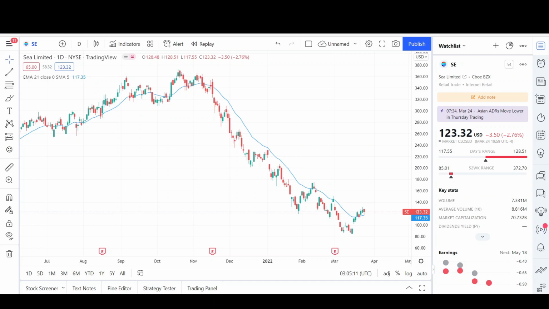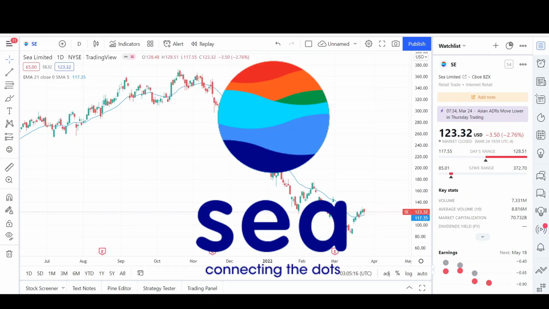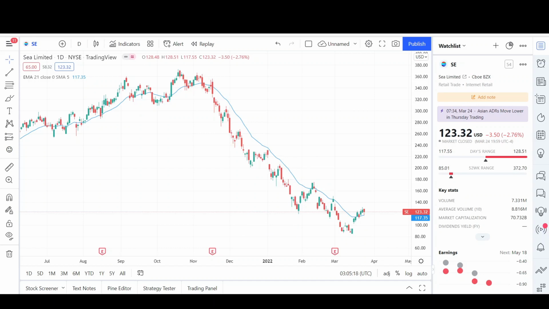What's up, traders? This is Vee Trades, and today I'll be doing a technical analysis breakdown for C Limited with the ticker symbol SE. If you want a chart analysis guaranteed to be done, please read the description below.